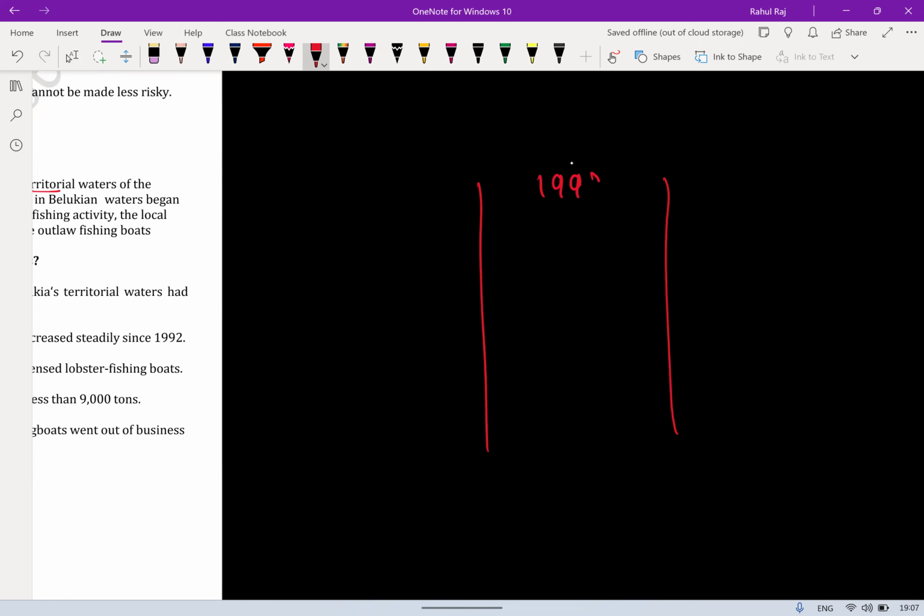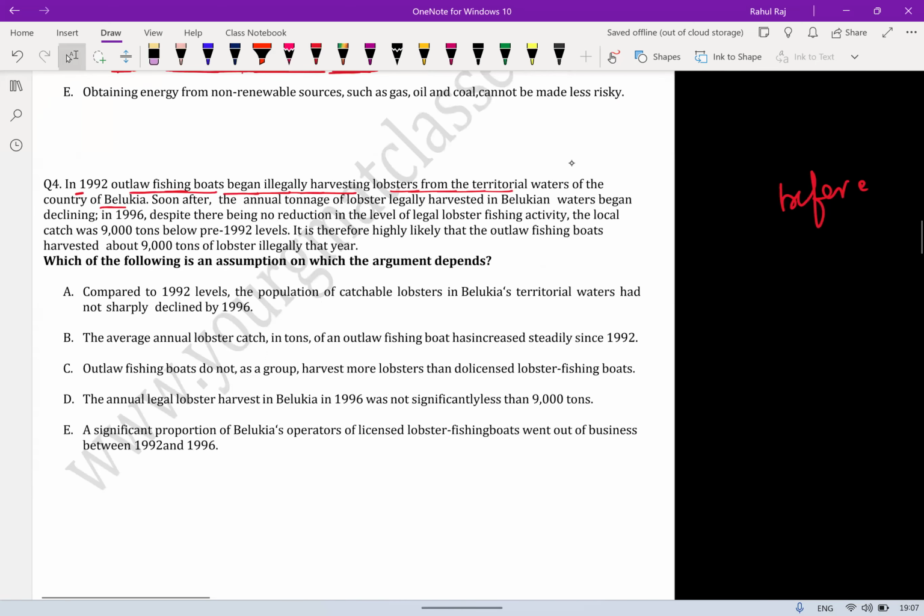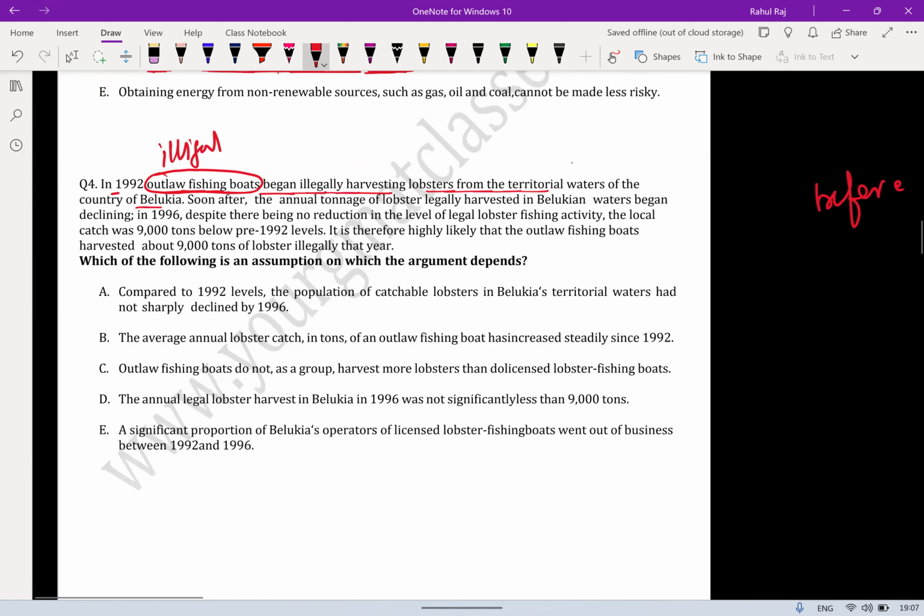This is 1992. This is before 1992. So when I say outlaw fishing boat in 1992, it means illegal boats, same as illegal boats. In 1992, illegal boats began illegally harvesting lobsters from territorial water of the country of Belupia.